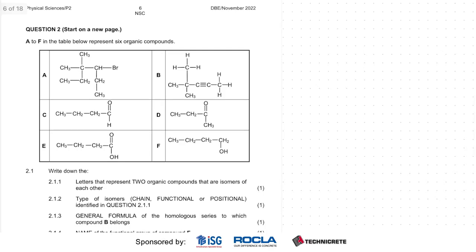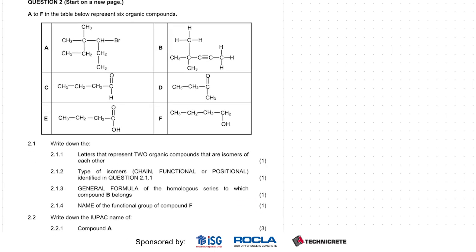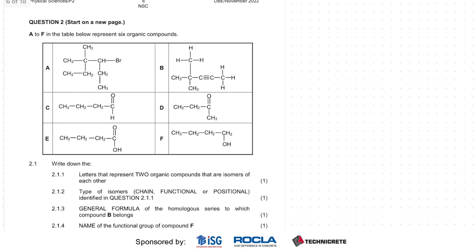A to F in the table below represents 6 organic compounds. Okay, so maybe before we get to the actual questions, we can just go through these compounds real quick. So what we have with compound A, we have this chain here. That's the longest chain through the compound. So this is some sort of pentane molecule with a halogen atom, so some sort of haloalkane, but it also has this ethyl group and this methyl group. So interesting compound.